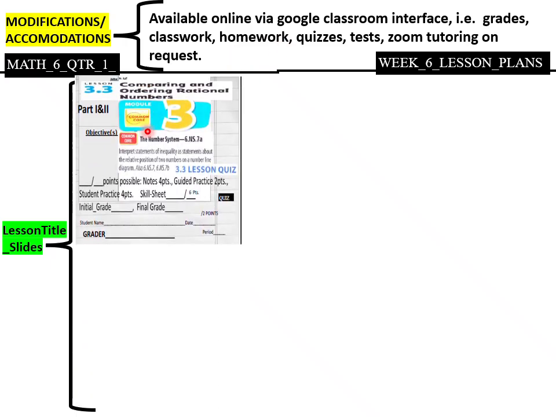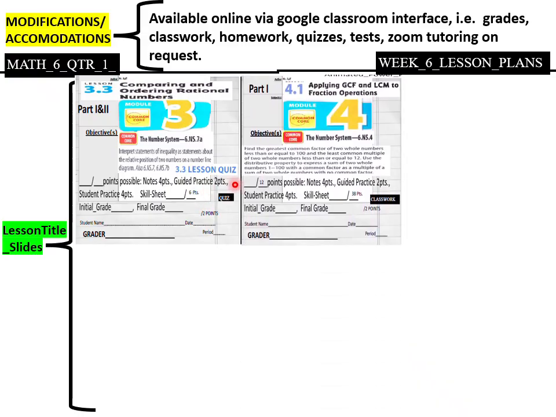And then let's go right into 3.3. And here's your quiz for 3.3 quiz. In case you didn't take it in Week 5, you get to take it now. And then we go into 4.1 here. And 4.1, we start a new chapter here, 4.1, which is applying GCF and LCM to fraction operations.